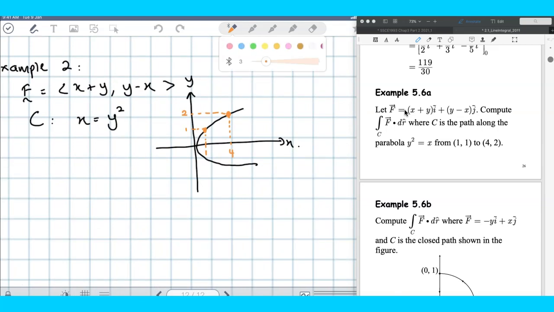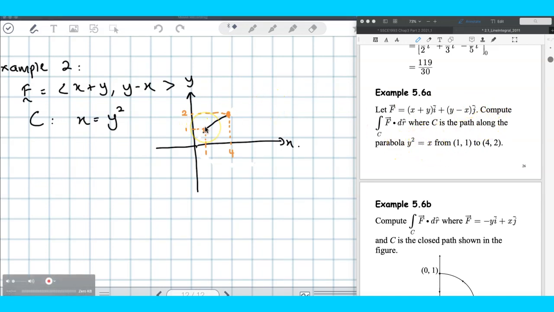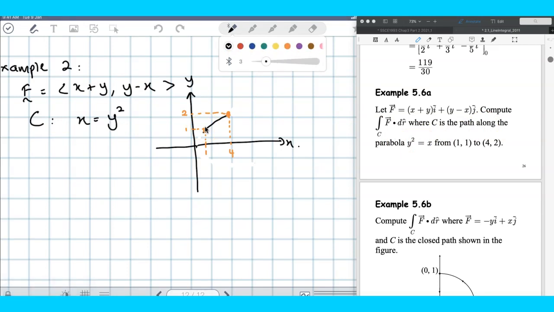That means that we have to erase the other curve. So we don't want this. Also we don't want this. So that is the curve path along the parabola from the point 1, 1 to 4, 2. So that is your curve.